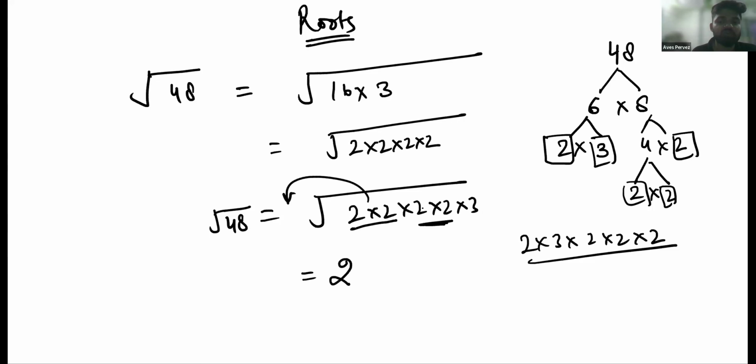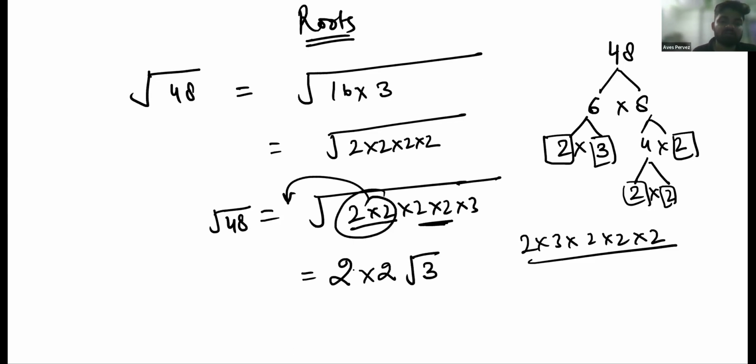Again, these 2s are also in pair, so we will write one 2 here. And this 3 is not in pair, so we will keep it inside the root. If there was an extra 3, then we could take it out. But there is only a single 3, not in pair, so we'll keep it in the root.